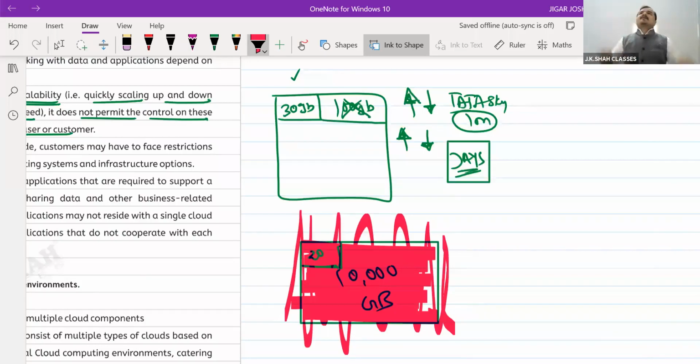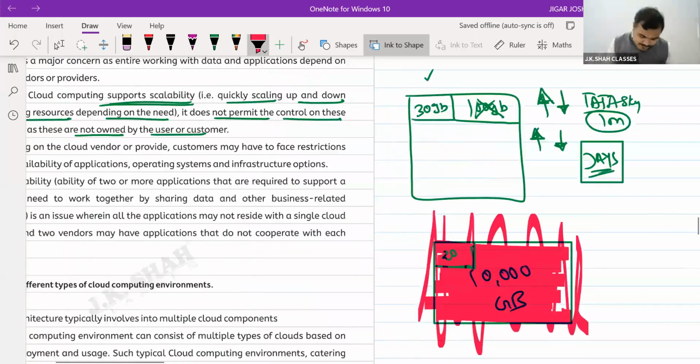One more example: suppose in one building, 10 flats are there. You purchased one flat. How many remain? Nine. Suppose the builder sold all 9 flats. Can you ask the builder to give you one more flat over there? Not possible. The same thing applies here.